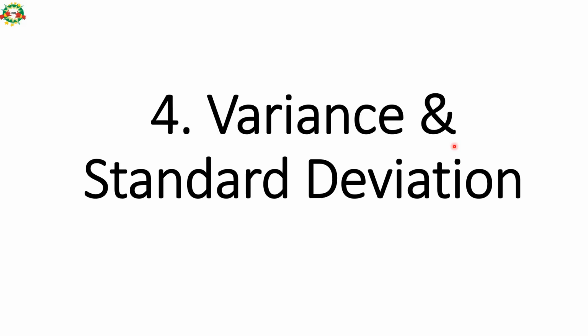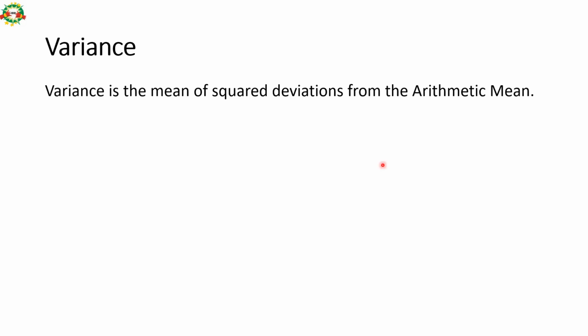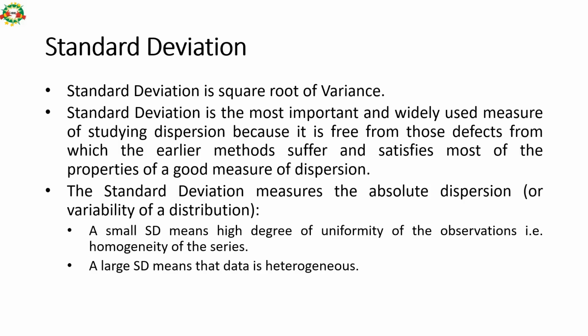Next is variance and standard deviation. Variance is the mean of squared deviation from the arithmetic mean. And standard deviation is the square root of the variance.